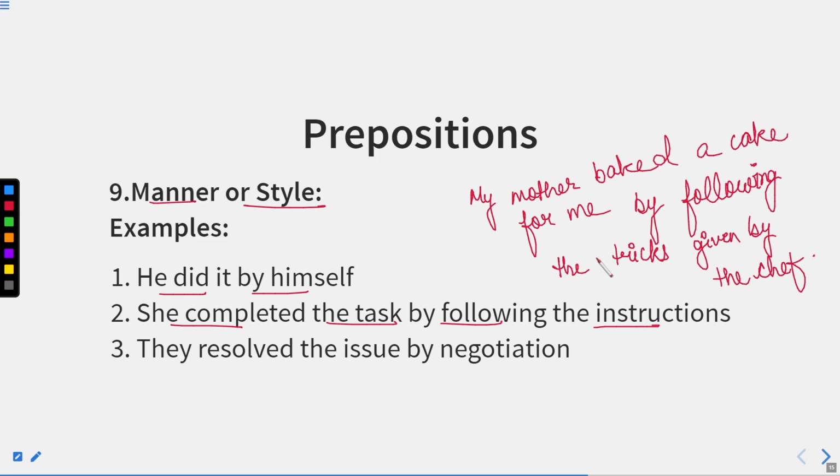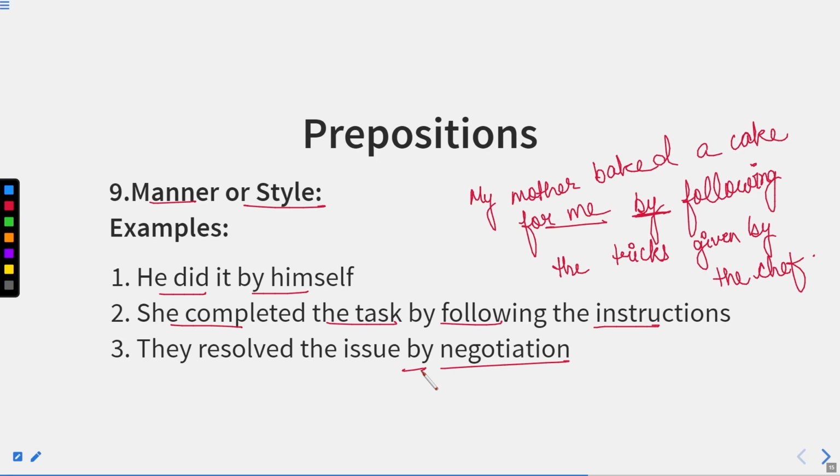By following the instructions or the tricks given by the chef. Bake the cake for me by... So we are using the preposition by to show that she has followed the tricks given by the chef. They resolved the issue by negotiation. So here negotiation is the style or the manner of their resolving the issue. So we are using the preposition by to show it.